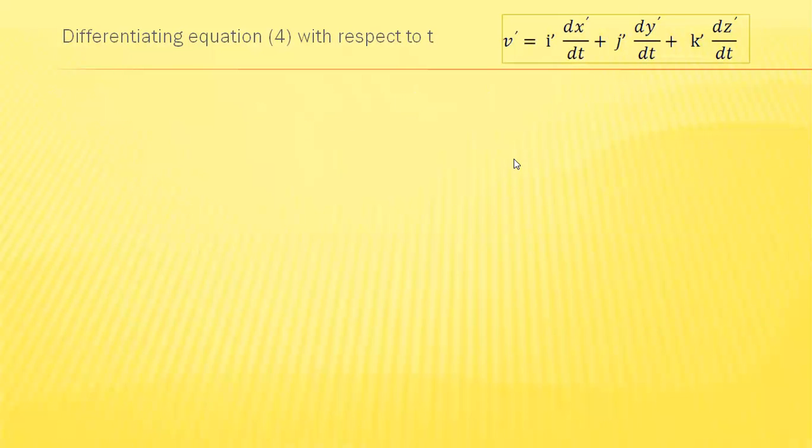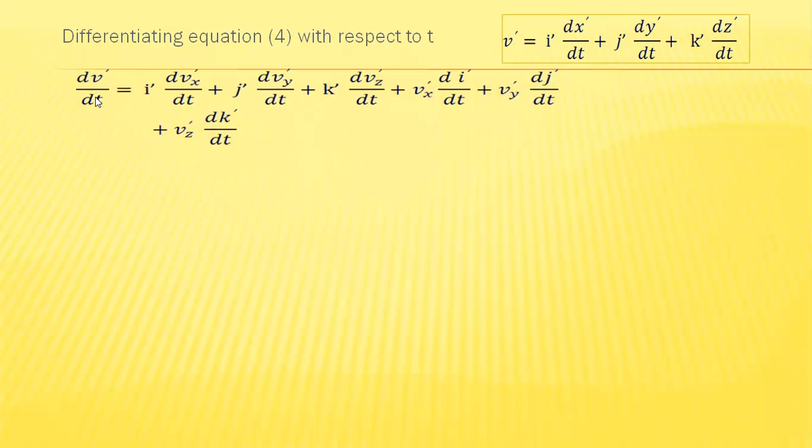Now differentiating equation 4 with respect to t. This is equation 4. Let us differentiate it: dv'/dt, again differentiation of a product u into v, equals i' dvx'/dt plus vx' di'/dt, where dx'/dt is nothing but vx', plus j'.